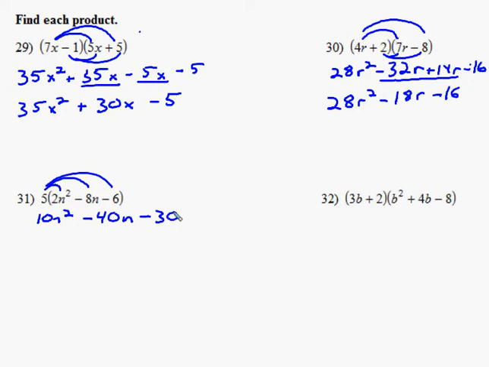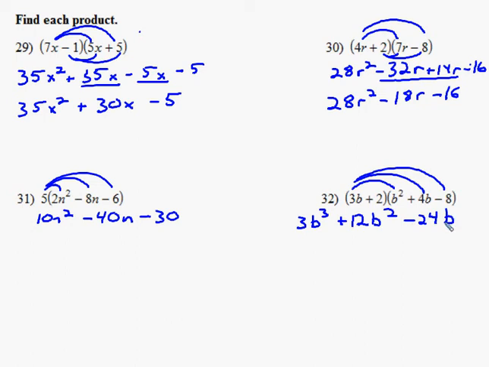This last one, we have a binomial times a trinomial. So we just need to make sure this 3b is going to get multiplied times each of these terms. And so let's do that. 3b times b squared is 3b cubed. 3b times 4b is 12b squared. And then 3b times negative 8 is negative 24b.